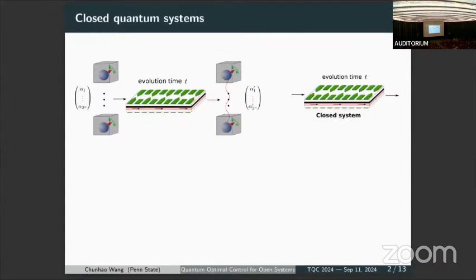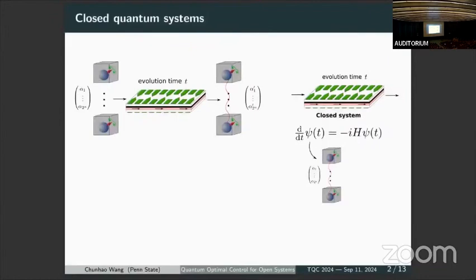In this case, the dynamics of the system can be modeled by a differential equation called the Schrodinger equation. This H is a Hermitian matrix called the Hamiltonian, and this evolution is also called Hamiltonian evolution. This psi is the state vector, and the solution to the Schrodinger equation is this. If H is Hermitian, then e to the minus i H T is a unitary operator.